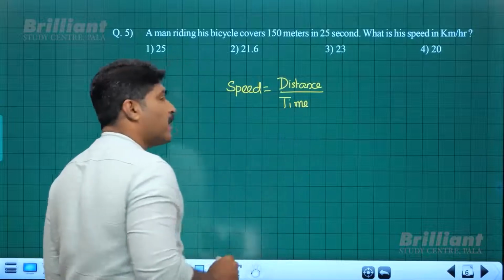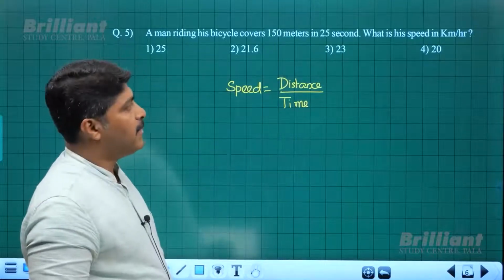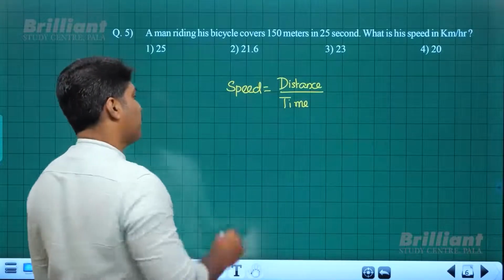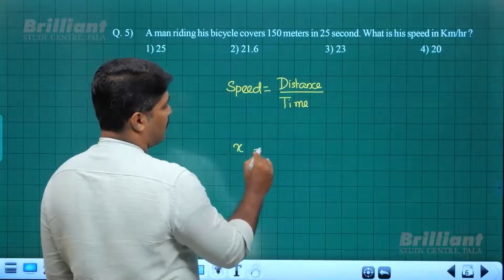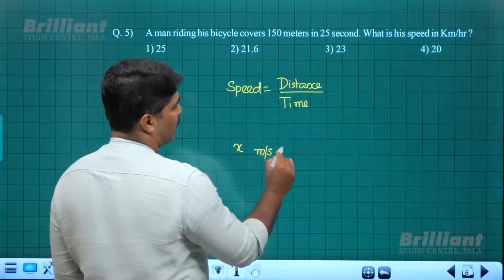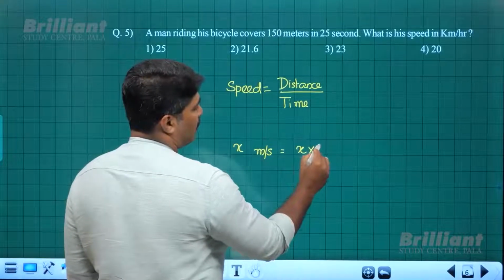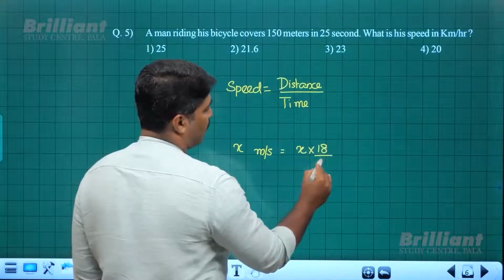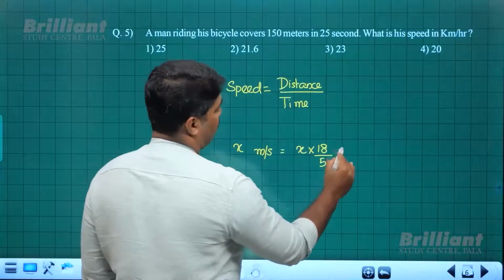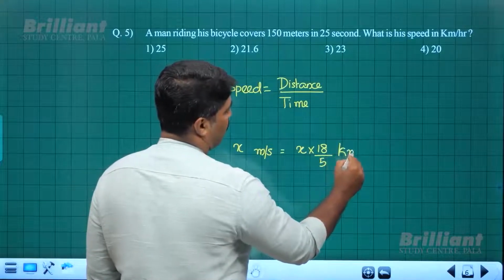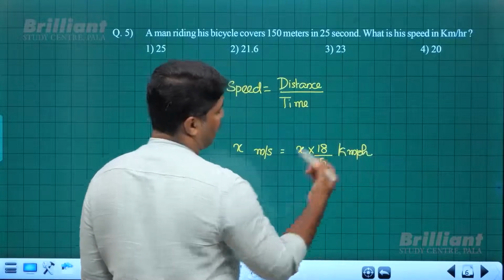And how to convert meters per second into kilometer per hour? Suppose x meters per second. If we want to convert it into kilometers per hour, we have to multiply it by 18 by 5, that is 18 by 5 kilometer per hour.